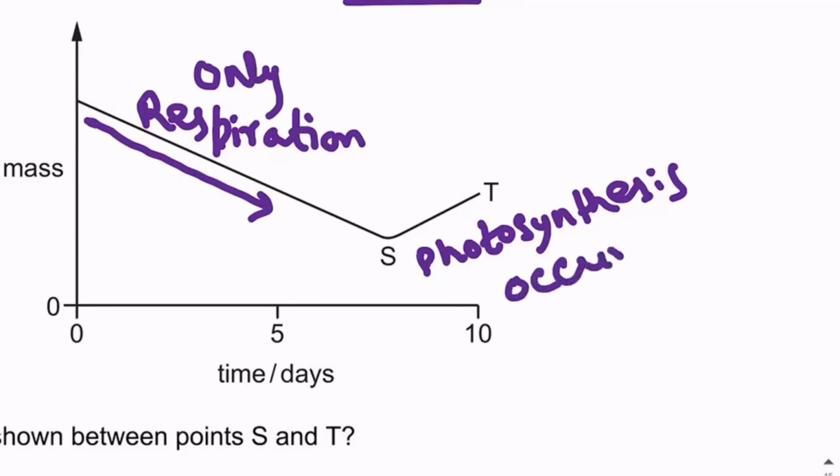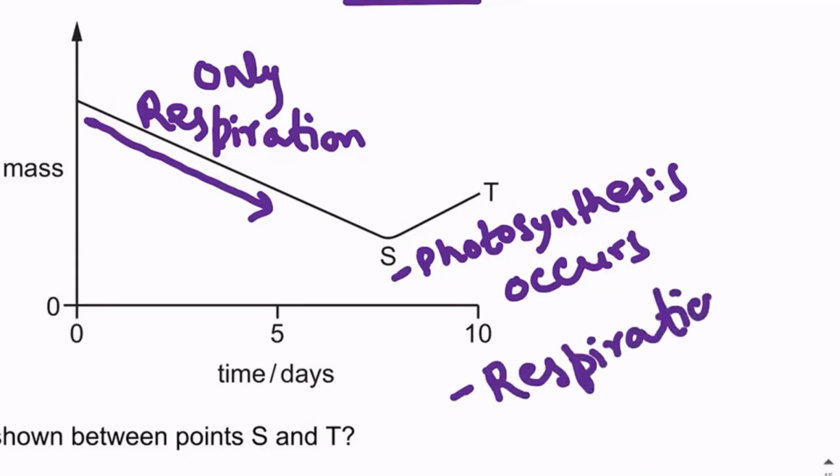Photosynthesis occurs from S to T. Respiration also occurs, but photosynthesis also occurs, and the rate of photosynthesis is higher, so the mass increases, dry mass increases.